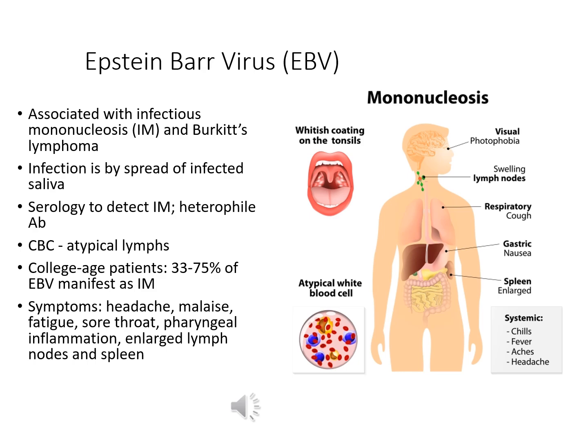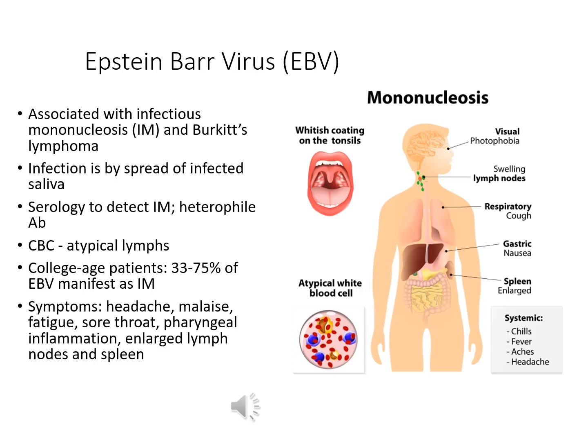Epstein-Barr virus is associated with infectious mononucleosis. Epstein-Barr virus, or EBV, is also responsible for Burkitt's lymphoma. The infection is spread by infected saliva. Serology is typically a test called a monospot test, and it works by detecting a heterophile antibody. In a CBC, if you remember back to your hematology course, you will see atypical or reactive lymphs in your peripheral blood smear. This is usually found in patients who are around high school or college age. 33 to 75% of Epstein-Barr virus infections do manifest as infectious mononucleosis.